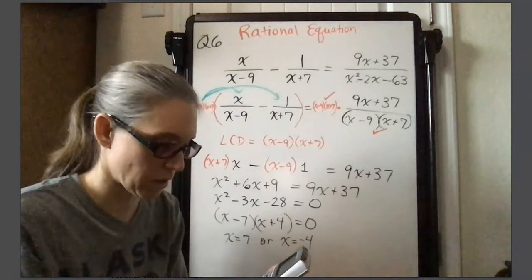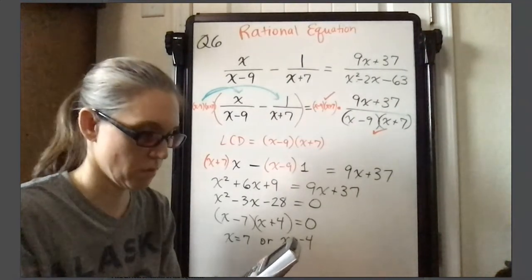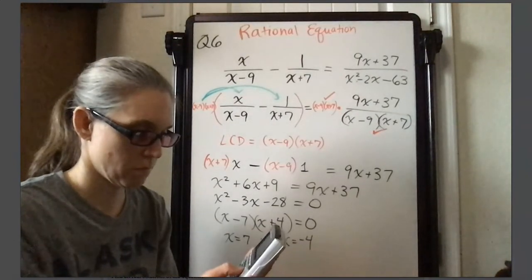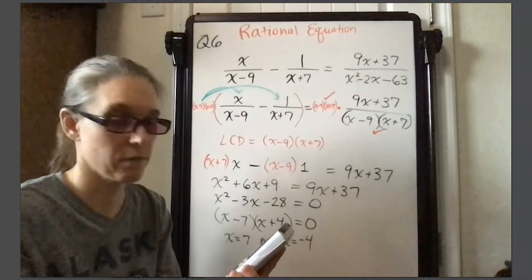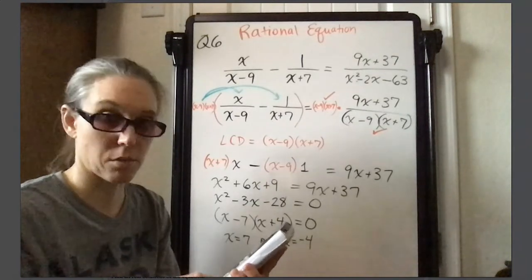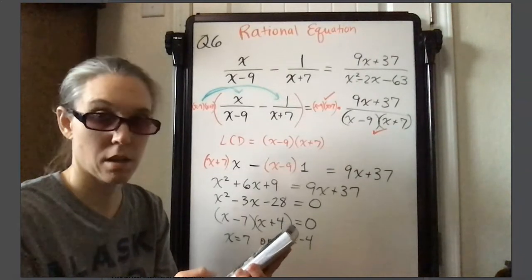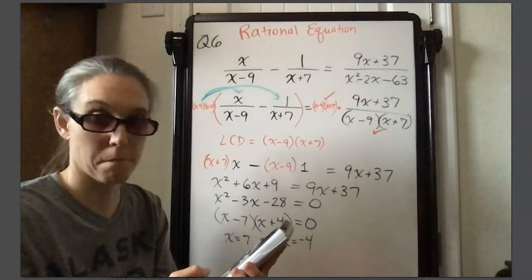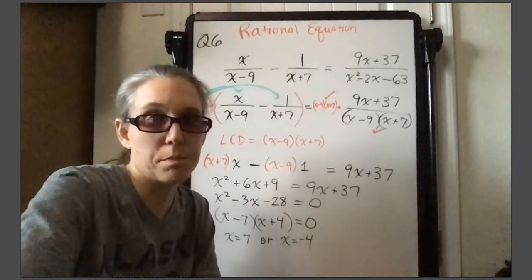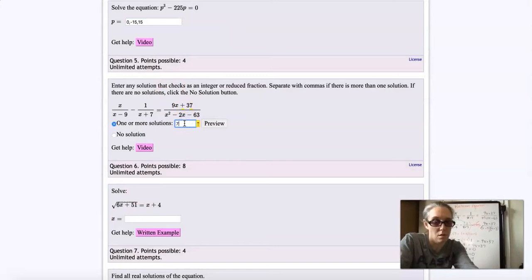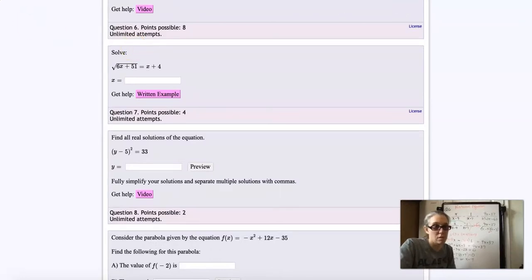So now I'm going to do the same thing with negative 4. Negative 4 divided by negative 4 minus 9, minus 1 divided by negative 4 plus 7. And that is about negative 0.025. Now the right-hand side, 9 times negative 4 plus 37 divided by negative 4 quantity squared minus 2 times negative 4 minus 63. And I get the same decimal approximation. Great, so the answer is 7 and negative 4. We've tested them both. 7, negative 4. Awesome. Okay, question 7 is a radical equation, so we'll get that one up on the board.